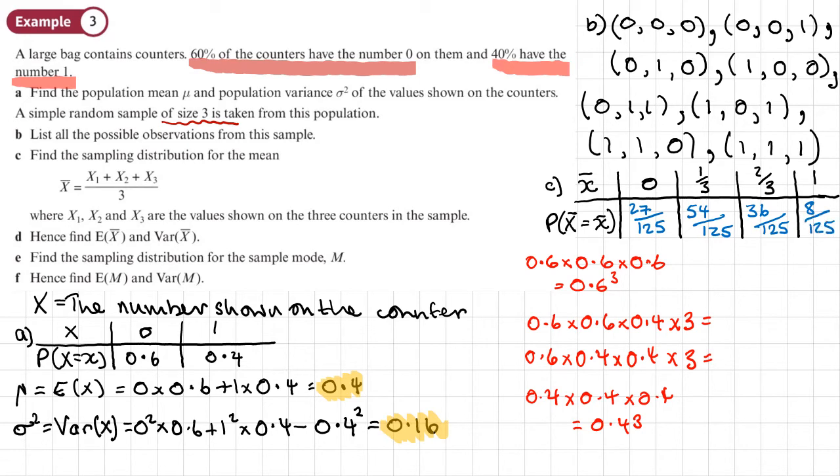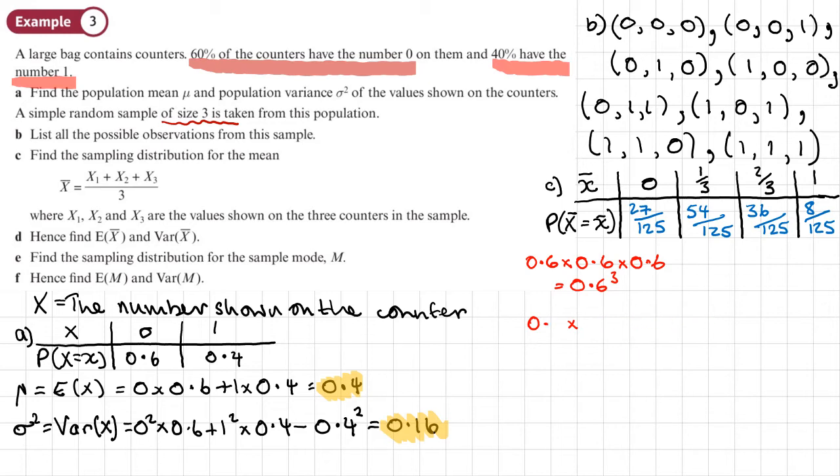So this is my sampling distribution or probability distribution for the mean. Okay, and you can see it's the same type of table that we had in part A, except our value here is not x, but x bar, the mean. Now part D, hence find the expected value for x bar, the mean, and the variance of the mean. And we can work that out in the same way that we've done before.